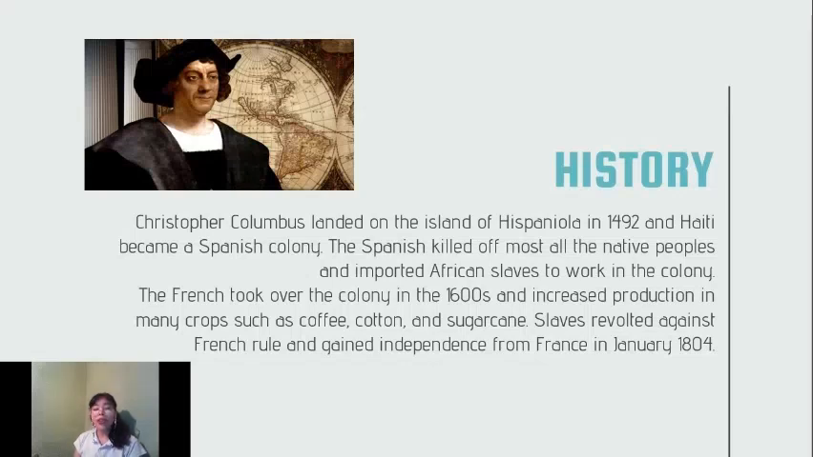The French took over the colony in the 1600s and increased production in many crops such as coffee, cotton, and sugarcane. So the French came to Haiti and overruled the colony, and they started cultivating coffee, cotton, sugarcane, and other farming products. Slaves revolted against French rule and gained independence from France in January 1804. So their independence happened in 1804, and they became a free nation.